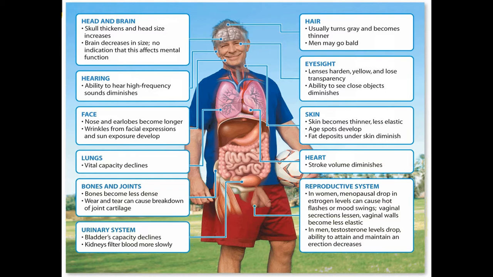We also know that typically our hearing tends to diminish and we can only pick up low frequency sounds. With our face, it's kind of interesting. Our bone structure can change. Our nose and earlobes can become longer. We get wrinkles from years of facial expressions and sun exposure. Our lungs, our capacity declines, so we can't take in as much oxygen or our body can't use it as efficiently. Bones and joints, we know that if we don't take care of our bones now and take in a lot of calcium and make them thick and dense, they will lessen over the years. And then our urinary system, our bladder's capacity declines, so we may find that we have to go to the restroom more often than we do now.